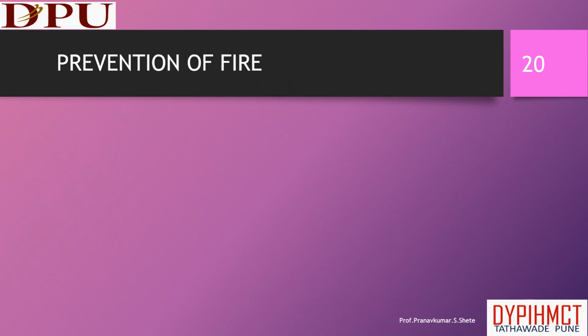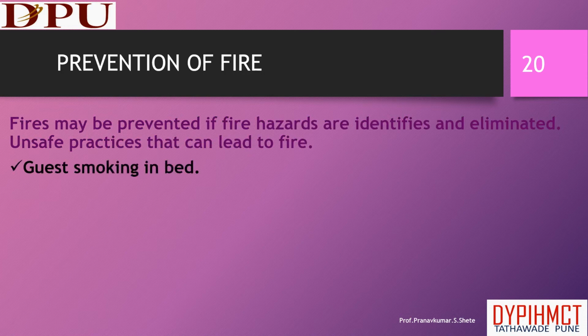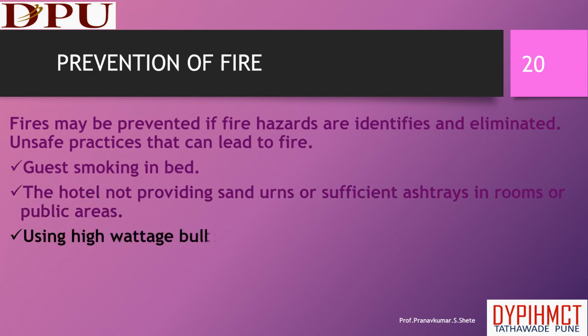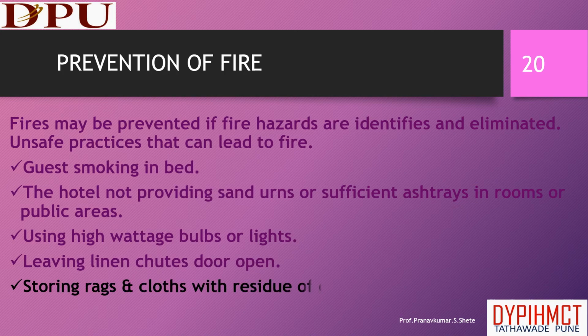Prevention of fire. Fires may be prevented if fire hazards are identified and eliminated. Unsafe practices that can lead to fire: guests smoking in bed; the hotel not providing sand urns or sufficient ashtrays in rooms or public areas; using high wattage bulbs or lights; leaving linen chute doors open; storing rags and cloths with residue of cleaning polish still on them.